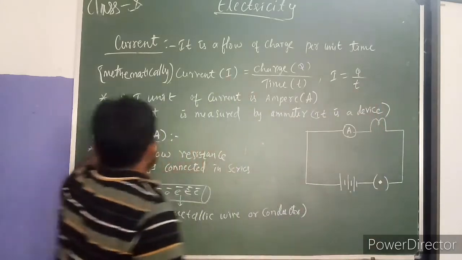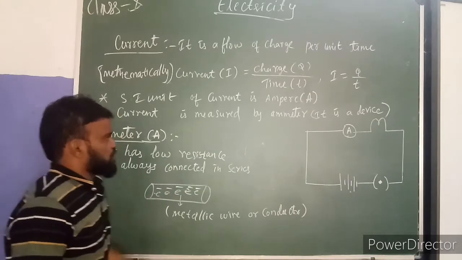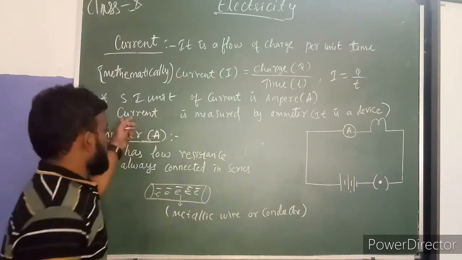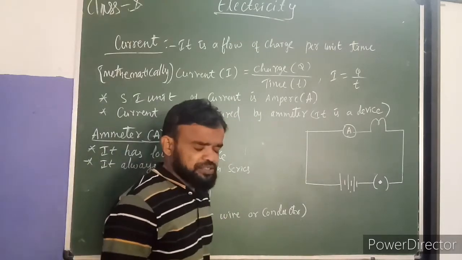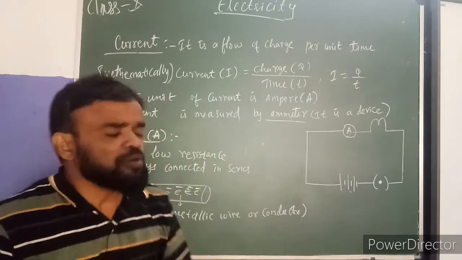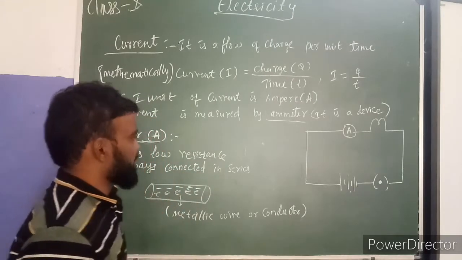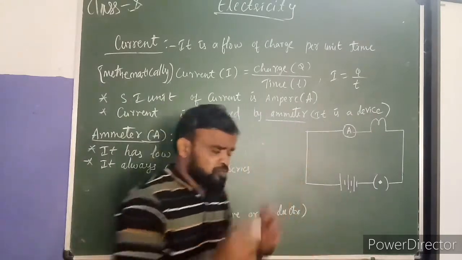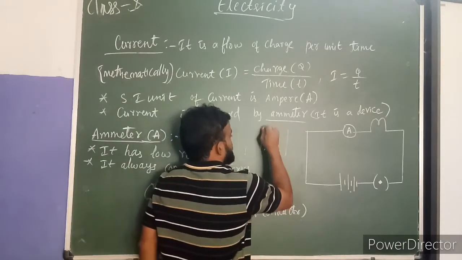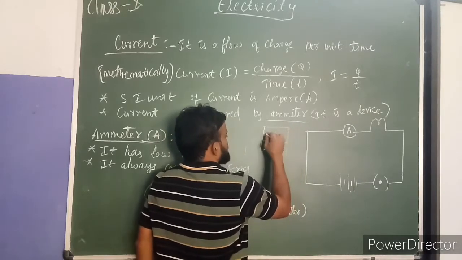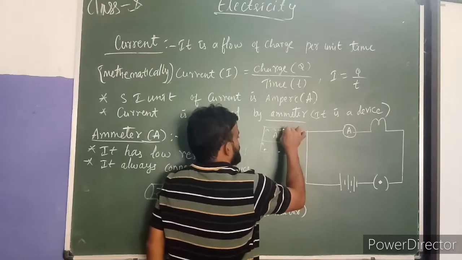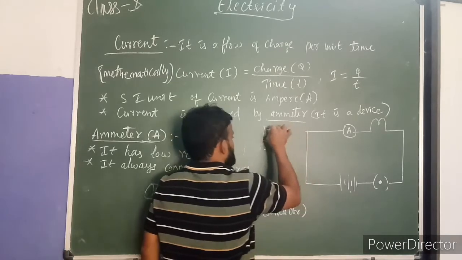The SI unit of current is the ampere, and its symbol is A. Current is measured by an ammeter. What is an ammeter? An ammeter is a device to measure current. It is a small box with a positive terminal and a negative terminal. The reading will appear like 0, 0.1, 0.2, 1, 2, 3 on the diagram.